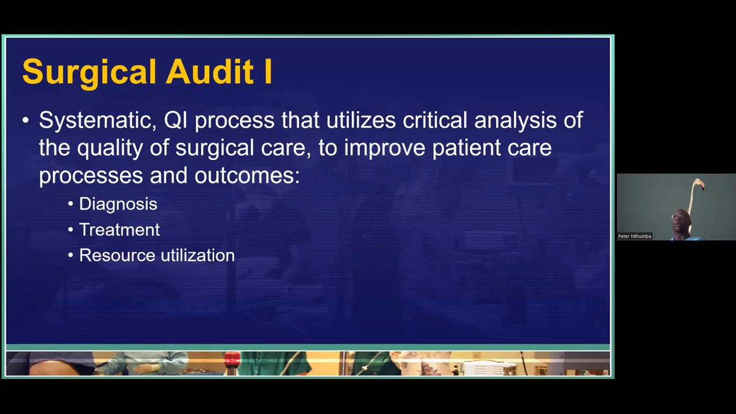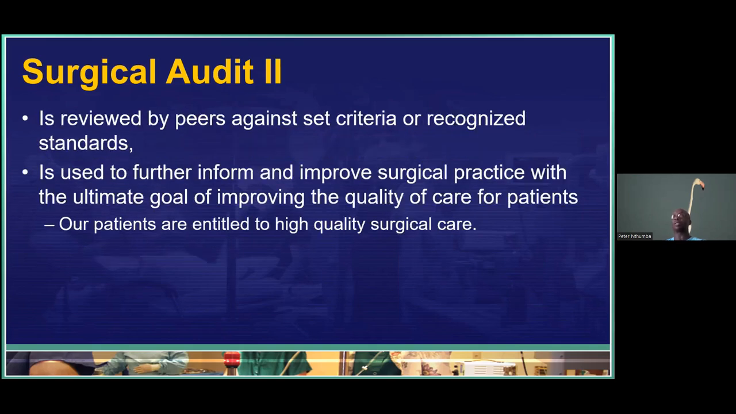Surgical audit is really a systematic quality improvement process that utilizes critical analysis of the quality of surgical care to improve patient care processes and outcomes. It looks at diagnosis, it reviews treatment, and considers resource utilization. For example, in a post-op patient, when is it appropriate to use a complete blood count versus an HB only? When do you order which? What factors do you consider to order this? That is a resource utilization process.